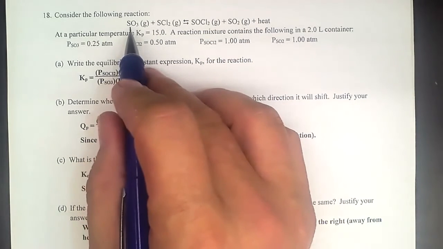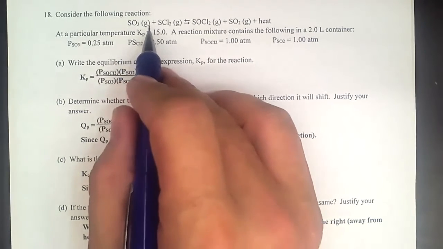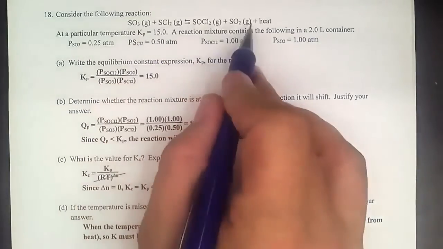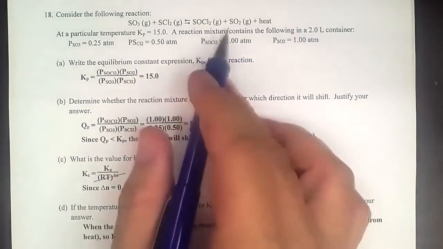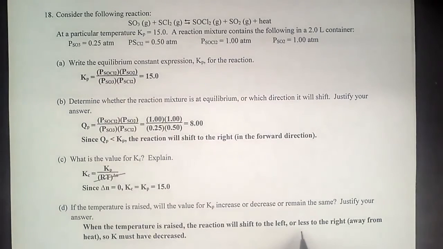Now, that means that K went down. The forward reaction is less preferred than before. So the K value, of course, evaluates the forward direction. So the K will reduce if it's being driven left. The reaction will shift left, or less to the right, away from the heat, so K must have decreased.